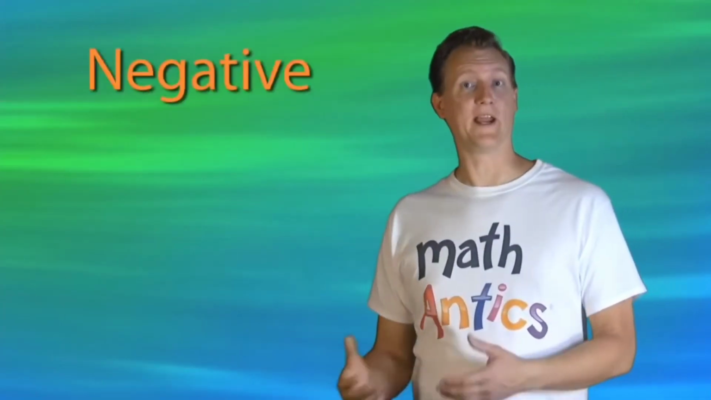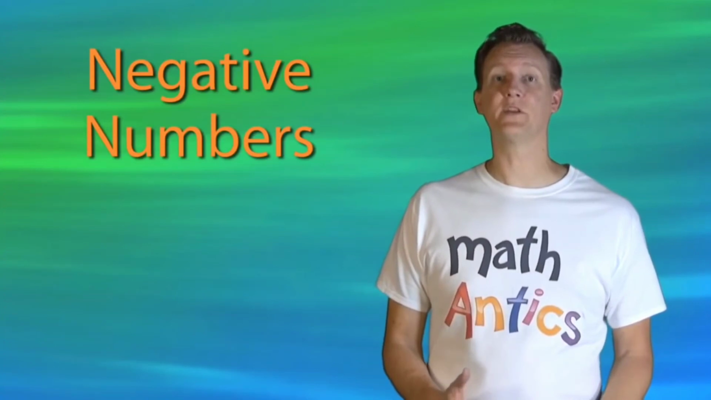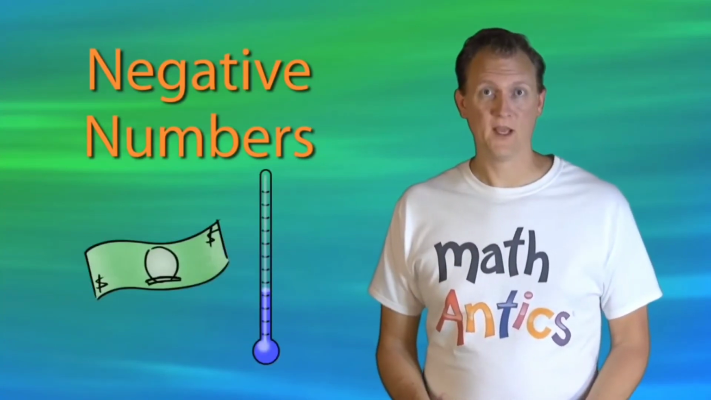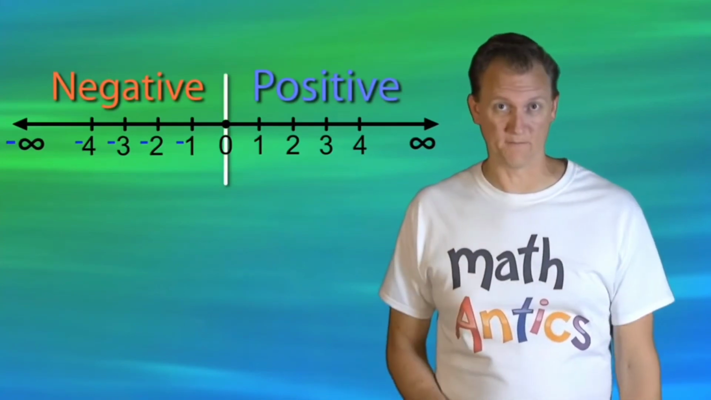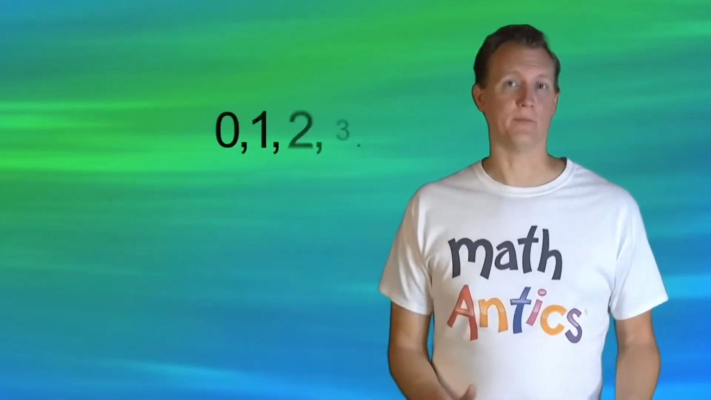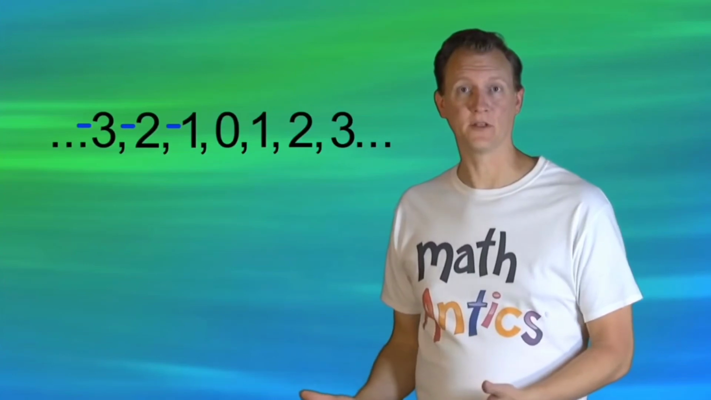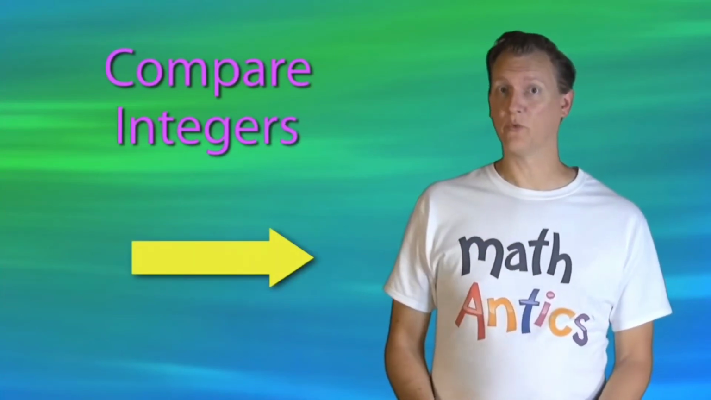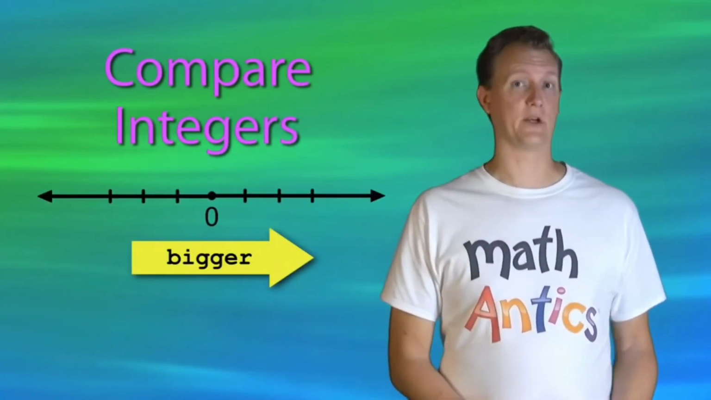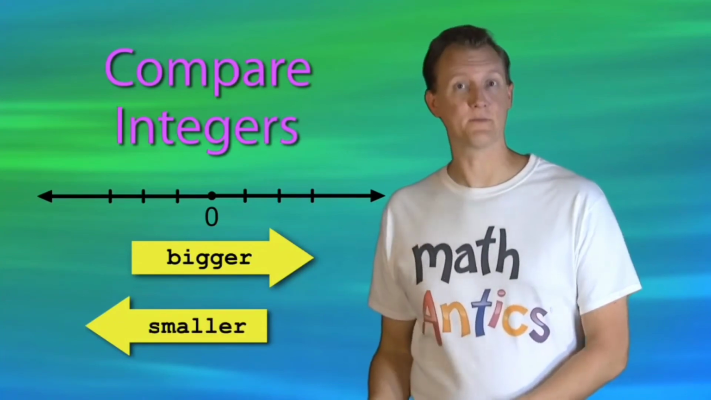All right, so in this video, we learned what negative numbers are and how they can be used to describe things in the real world. They're just like positive numbers, but on the other side of 0 on the number line. And we learned that the whole numbers, along with their negative counterparts, form the set of numbers we call integers. We also learned how to compare integers. As you go to the right on the number line, the integers get bigger, and as you go to the left, they get smaller. Comparing integers can be confusing at first, so be sure to practice until you've really got it.